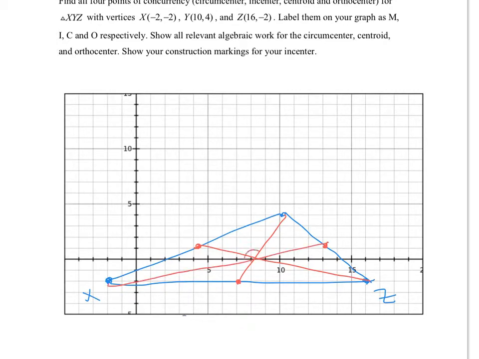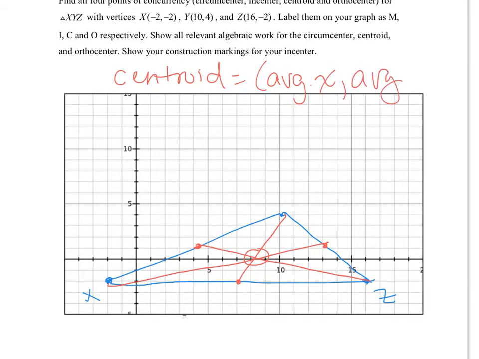Okay, and we can see that they're intersecting right here. It looks like it's around 8, 0, or somewhere between 8 and 9, 0. So we're going to verify using, remember, the centroid shortcut. We can find the centroid by finding the average x values and the average y values.